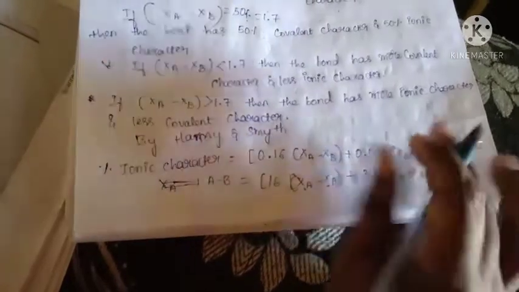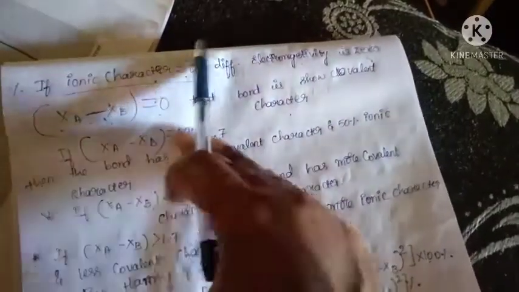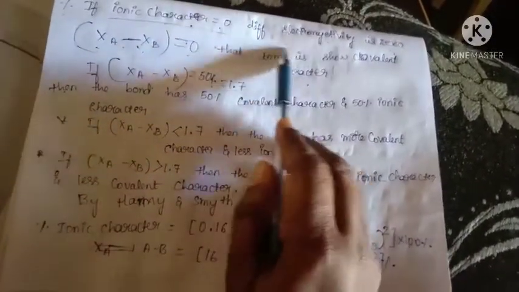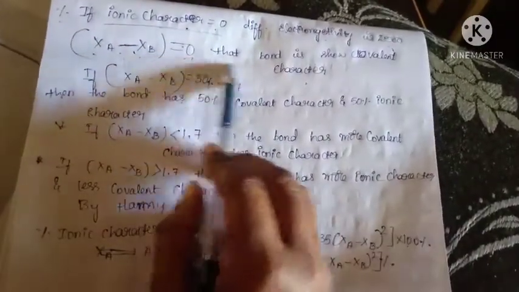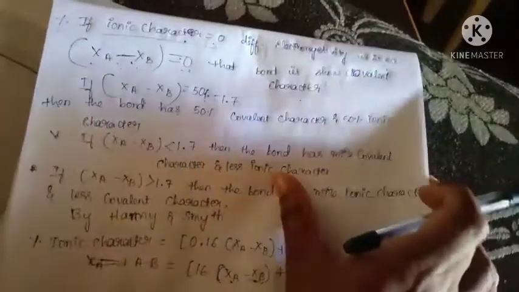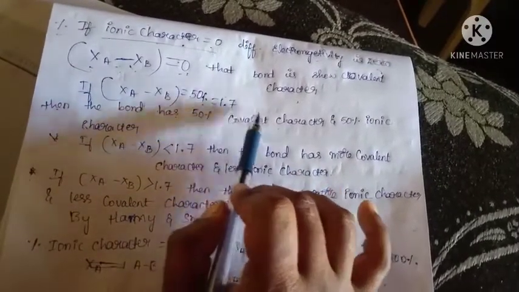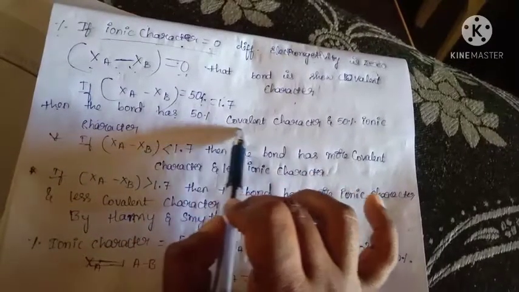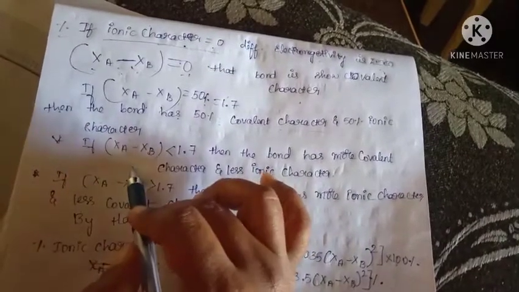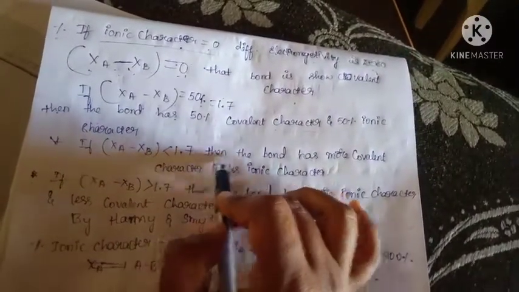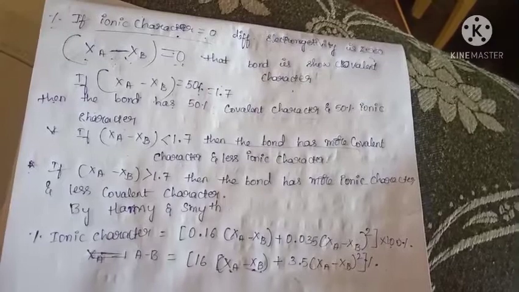Okay, these are all about ionic bonding. In that we have to know about the ionic character. Here, if ionic character is 0, the difference of electronegativity is 0, XA minus XB is equal to 0, and the bond shows covalent character. If XA minus XB is nearly 1.7, then the bond has 50% covalent character and 50% ionic character. If XA minus XB is less than 1.7, then the bond has more covalent character. Okay, if greater than 1.7, the bond has more ionic character.